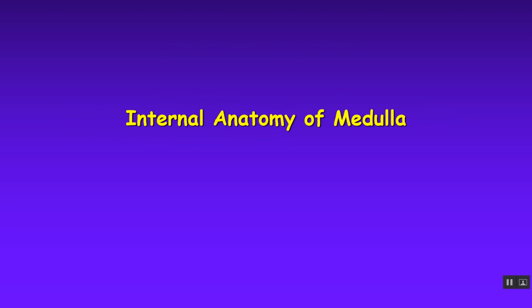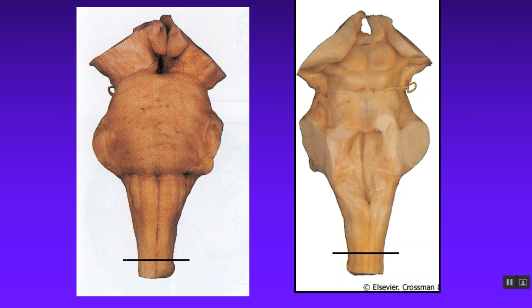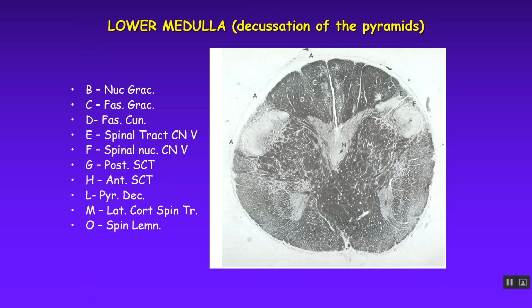Internal anatomy of the medulla. So we're going to go through cross sections, horizontal sections, and this is showing where the horizontal section is taken. We're right through what's called the decussation of the pyramids. That crossing point of the pyramids is one of the common cross sections you would see. So this is what we're seeing here.